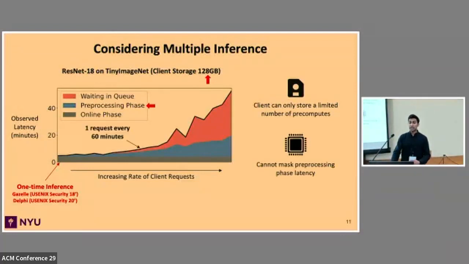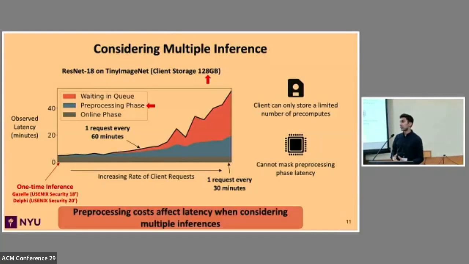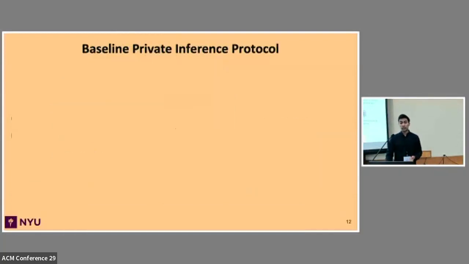So at sufficiently high inference request rates, we can't mask this latency. So what we'll see is that even at one request every hour, we start to observe or pay the penalty of the pre-processing phase latency, and even at higher request rates, let's say one request every 30 minutes, we start to see inferences queuing up, and we're waiting for our prior request to complete. And so our takeaway is that the pre-processing costs actually affect end-to-end latency when we consider multiple inferences. And so we turn to optimizing these pre-processing costs.